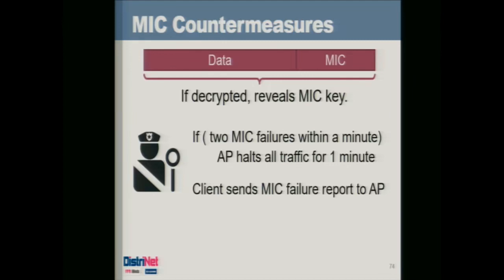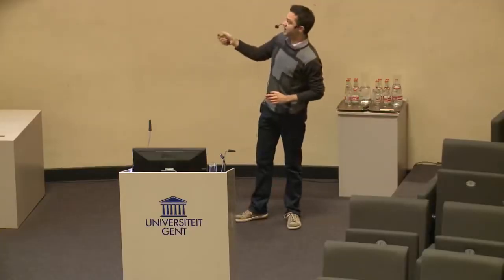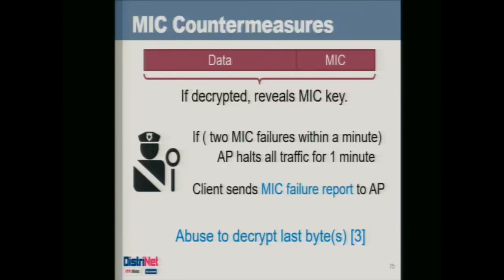It's the access point that makes this decision, and in order for the access point to make this decision, it needs to know when the client encounters an error when decoding this MIC value. This is done by the client sending a so-called MIC failure report. I'm not going into detail here. Basically, these MIC failure reports can be used to decrypt these packets, and if more than 2 MIC failures are reported, all traffic is stopped for 1 minute.